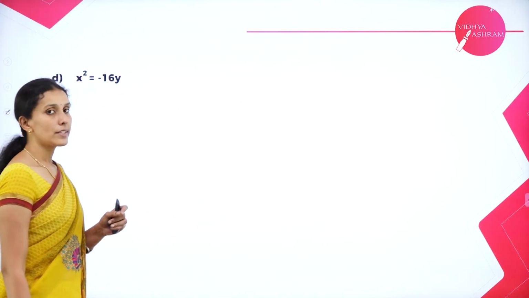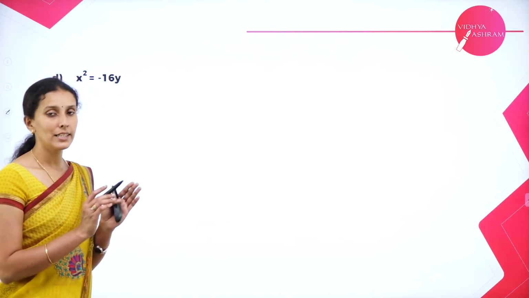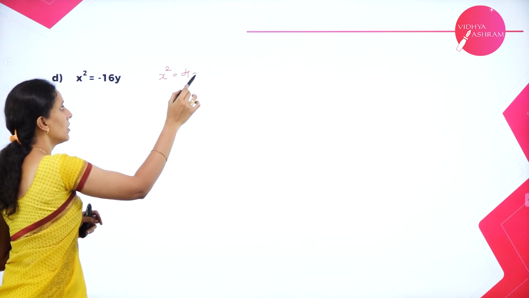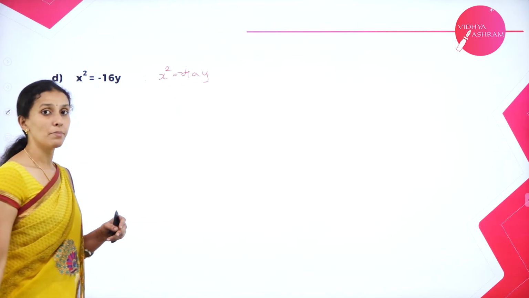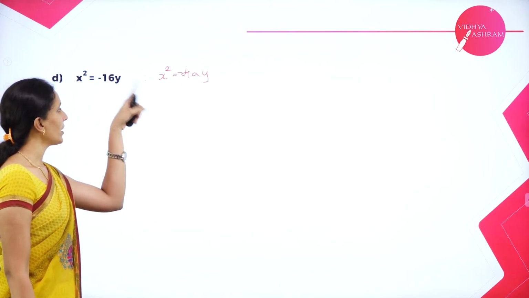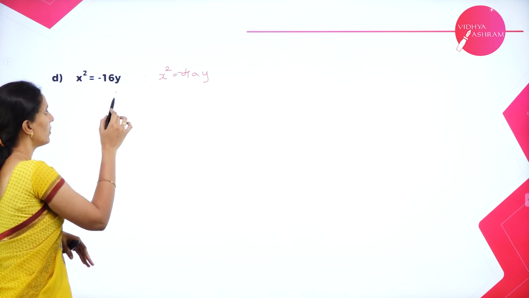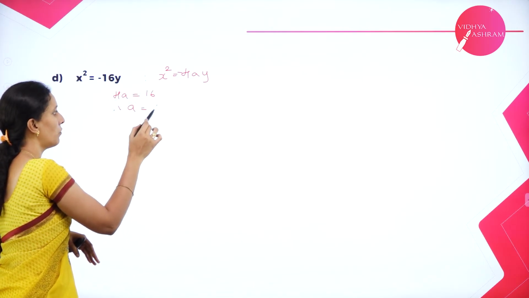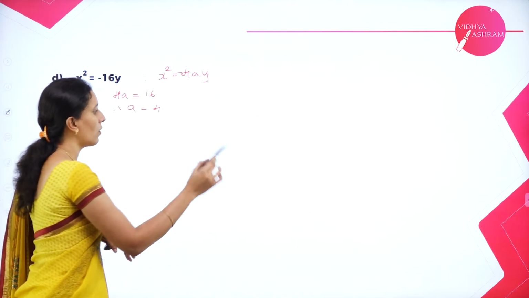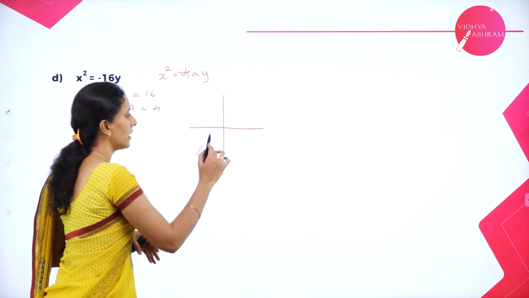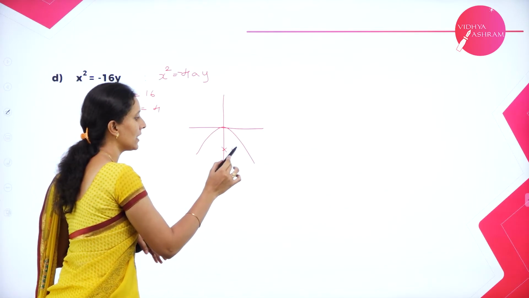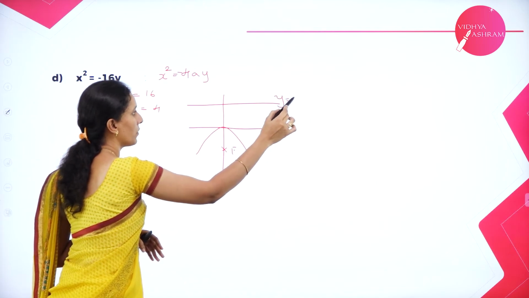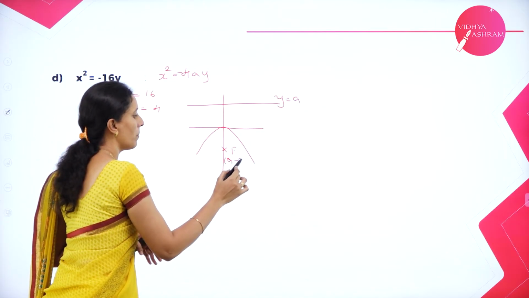Next, x square is equal to minus 16y. Clearly, it's a downward parabola. So we can compare x square is equal to minus 4ay. We take it as minus 4ay. So the equation contains minus. So we take only 4a is equal to 16. So therefore, a is equal to 4. Now, x square is equal to minus 4ay means it's clearly a downward parabola. Focus lies here. So therefore directrix lies here. Its equation is y is equal to a and focus is 0, minus a.